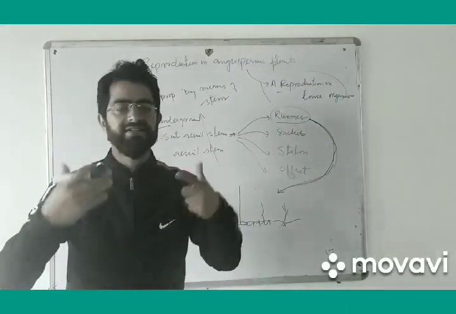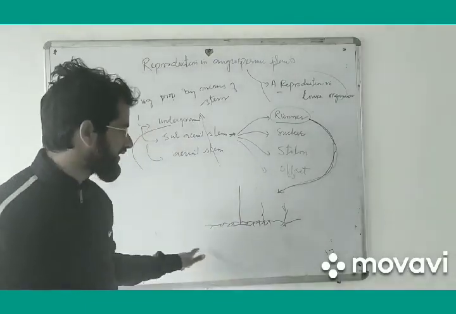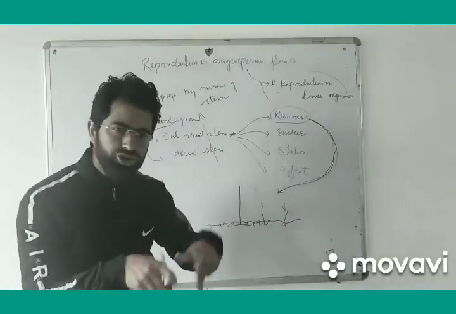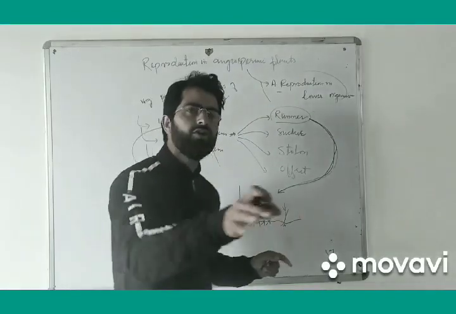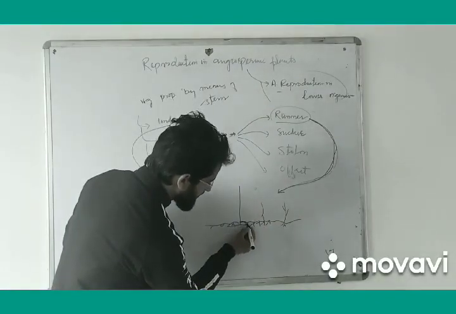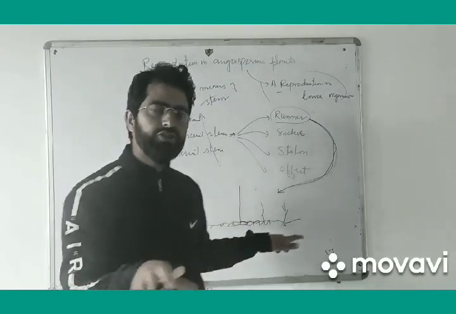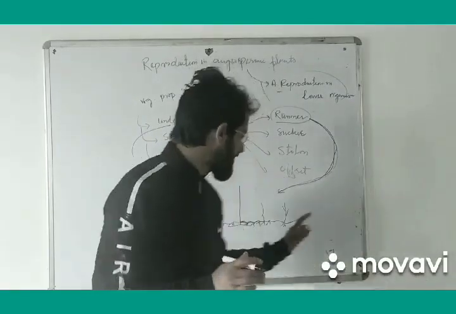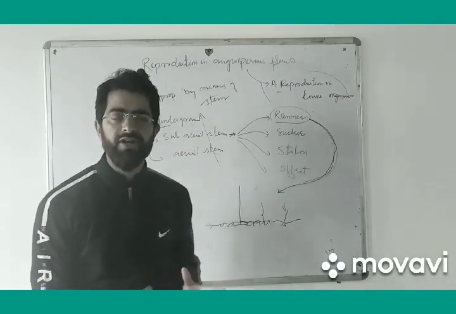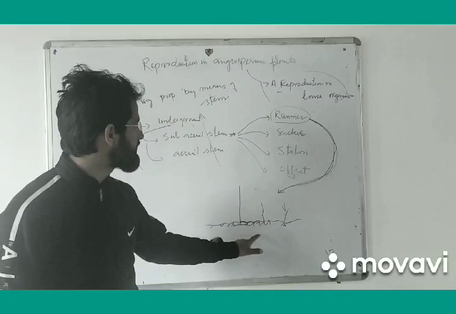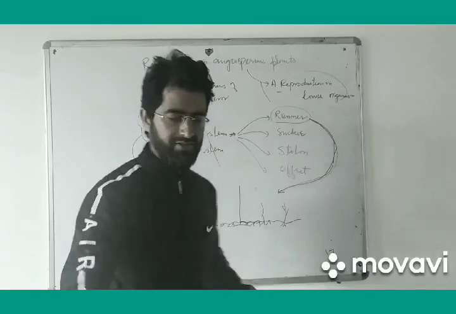What is a runner? A runner is a creeper which develops horizontal branches on the surface of soil, and their apical bud points towards the surface of soil and develops adventitious roots. Later on, it grows again. First here, it touches the soil, grows again. Here, it touches the soil, grows again. That means it continuously spreads on the ground and develops adventitious roots, which later on helps the plant to develop a number of shoots. Such a type of propagation is known as vegetative propagation by means of runners.